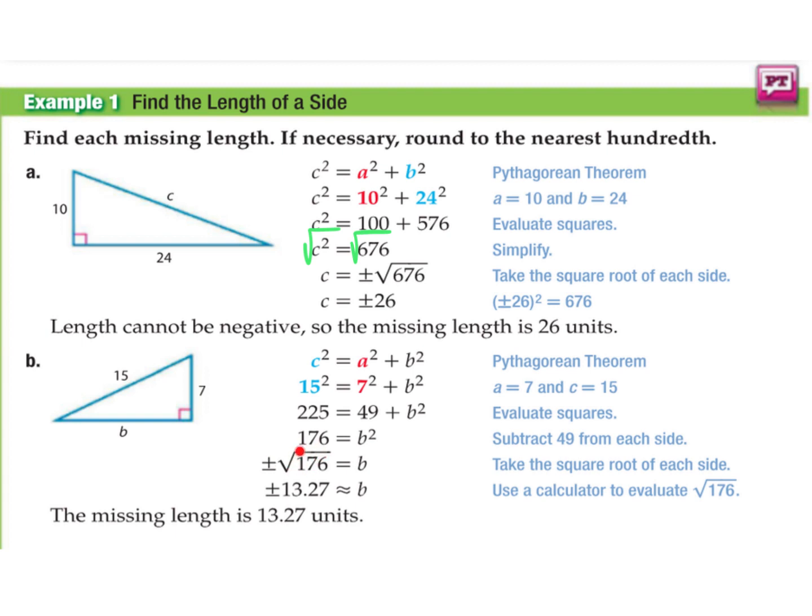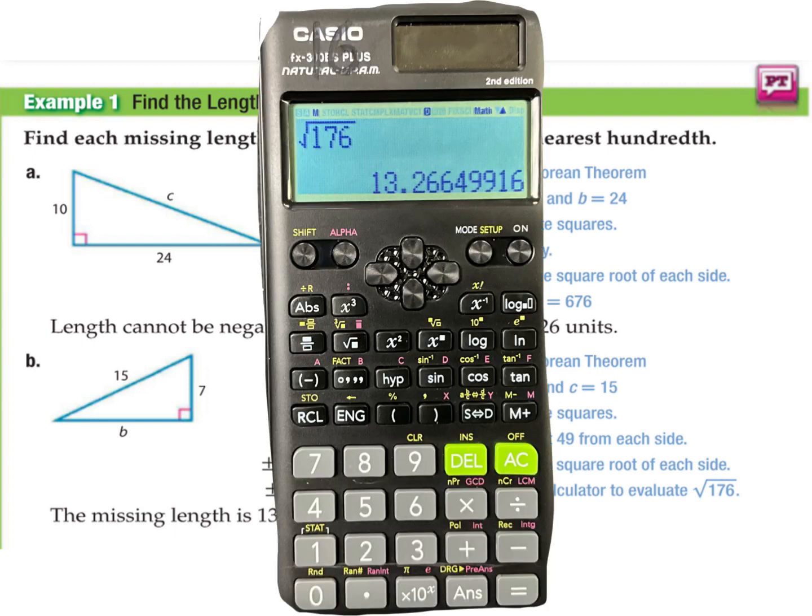And if you do the square root of 176 on a calculator, it'll give you 13.27. Actually, it doesn't give you 13.27. This is an approximation, because the square root of 176 is an irrational decimal that continues forever. So they rounded it to the nearest hundredths. If you look at the next number, 6, that changes the 6 to a 7. So 13.27 is the approximation of this missing side.